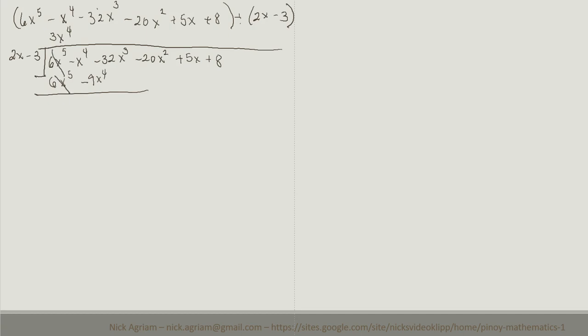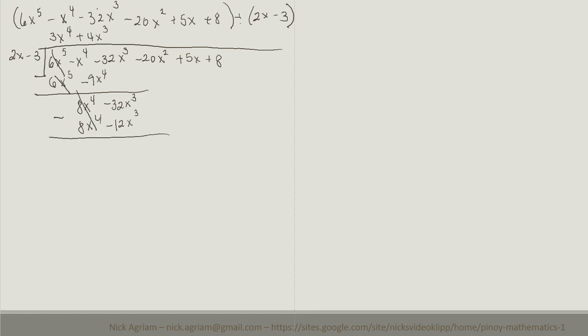Subtract, then this is 0. Then we have negative and negative is positive, so we have positive 8x raised to 4, minus 32x raised to 3. Then we have plus 4x raised to 3. Then we have 8x raised to 4 minus 12x raised to 3.